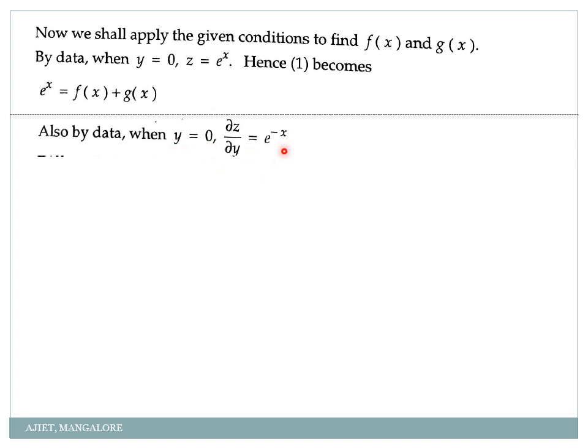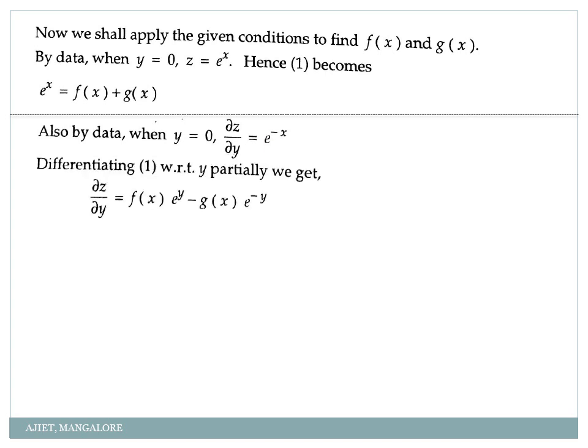When y is 0, ∂z/∂y is e^(−x). How will you find this? First differentiate z with respect to y, that is equation 1 with respect to y, partially. We get ∂z/∂y = e^y − e^(−y) weighted by the functions, since the differentiation of e^y is e^y only, and the differentiation of e^(−y) is −e^(−y). Clear? Now I'll apply this condition. Wherever y is there I'll take 0, and wherever ∂z/∂y is there I'll take e^(−x). So e^(−x) = f(x) − g(x), since e^0 is 1 and e^(−0) is also 1.